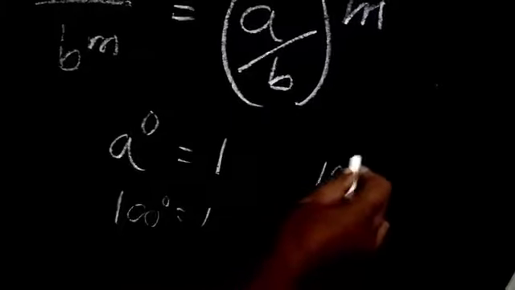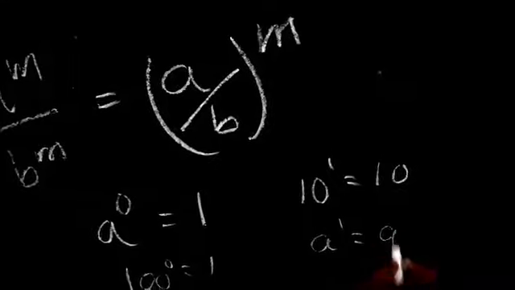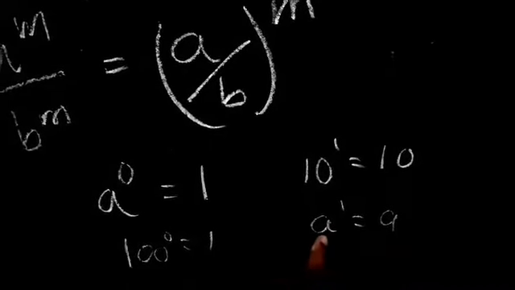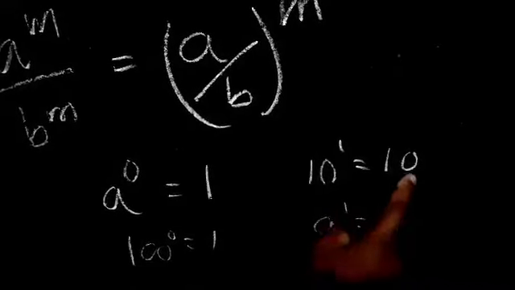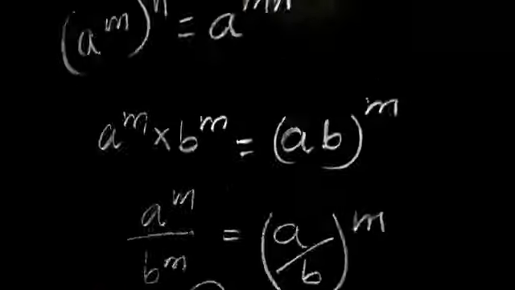Suppose 10 to the power of 1 is 10 only. A to the power of 1 is a, because we are multiplying the base only one time, so we get the same number. And anything to the power of 0 is 1.